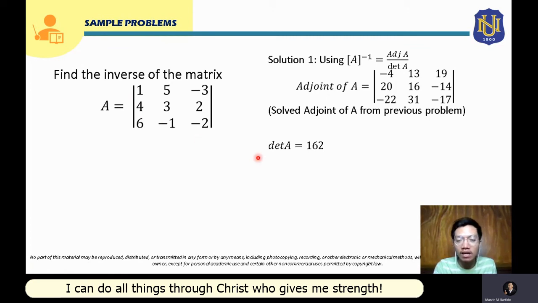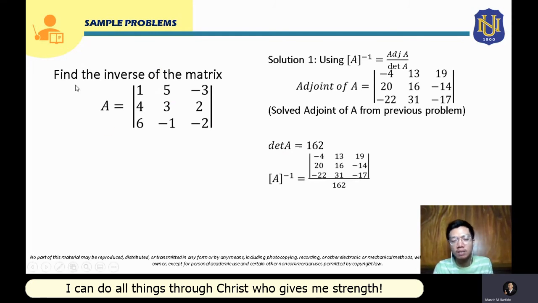The determinant that we need here is the determinant of A. Don't get confused, okay? It's not the determinant of the adjoint of A that we need. Again, the determinant that we need here is the determinant of the given matrix A, not the determinant of the adjoint of A. So our determinant of matrix A here again is 162 if we use the basket method to solve for this 3 by 3 matrix.